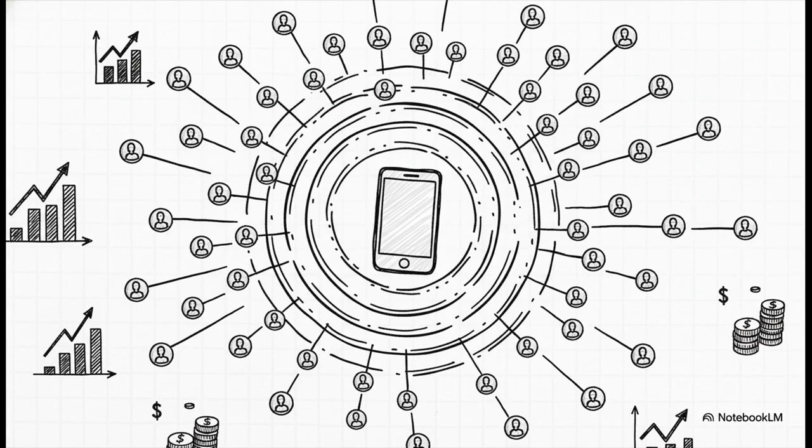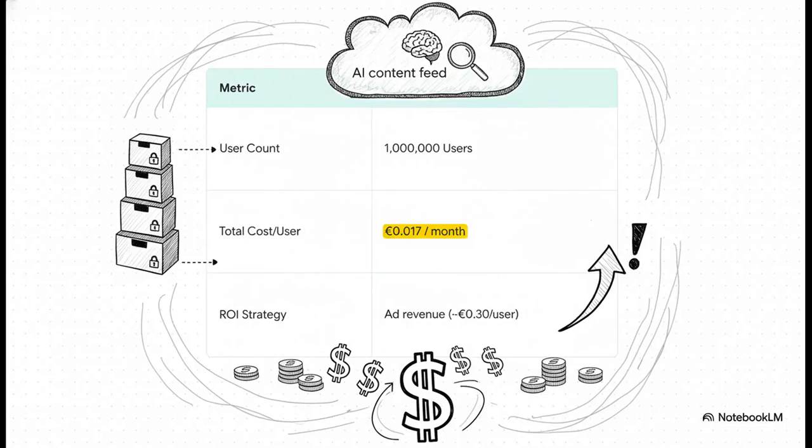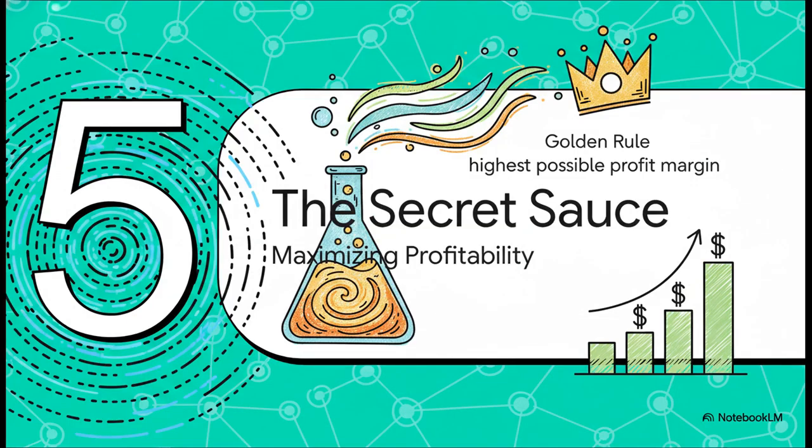And finally, let's look at the absolute dream scenario: a viral, mass-market social app, the big one. Okay, with 1 million users, this platform is deep into that enterprise pricing. The total operating cost, and this is including toppings like an AI content feed and storage, is less than 2 cents per user. Meanwhile, even with really conservative ad revenue estimates, they're bringing in around 30 cents per user. That's a potential return on investment of over 1,600%. It's just, wow.